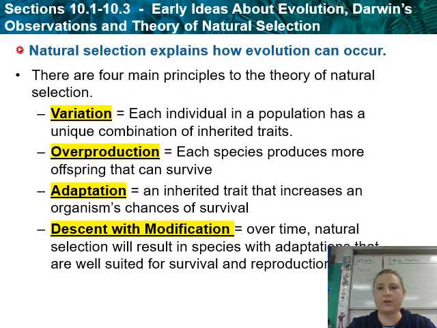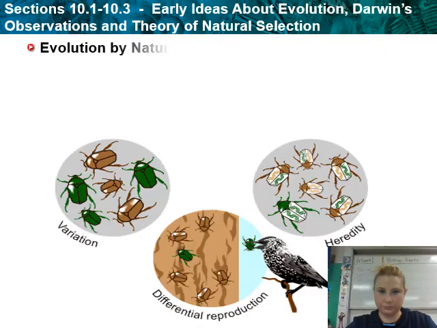Adaptation: an inherited trait that increases an organism's chances for survival. And then descent with modification: over time, natural selection results in species with adaptations that are well suited for survival and reproduction. So these slow changes over time lead to evolution. And we can think about it like this example.